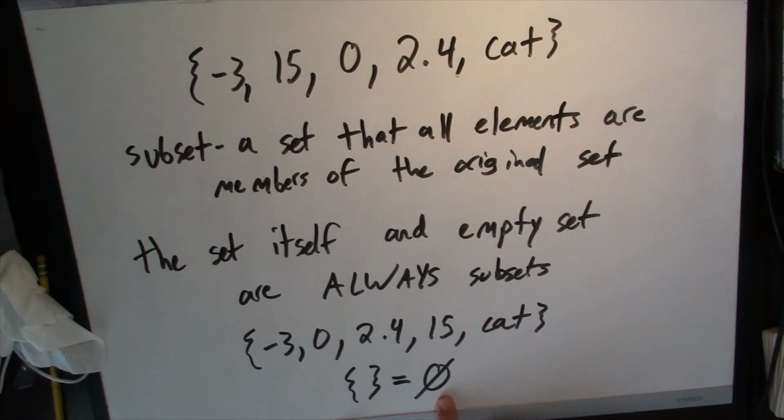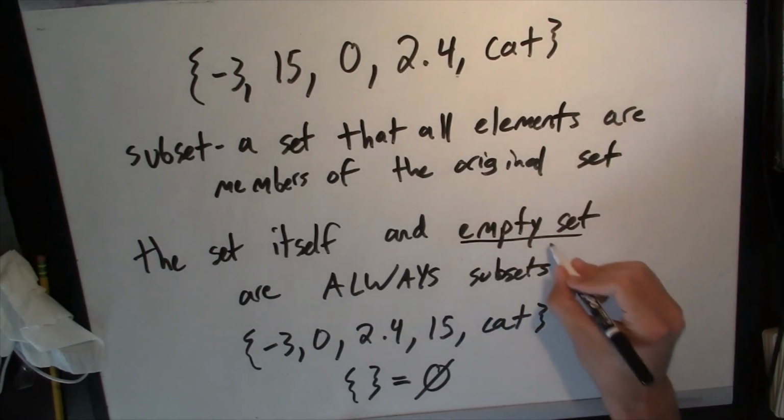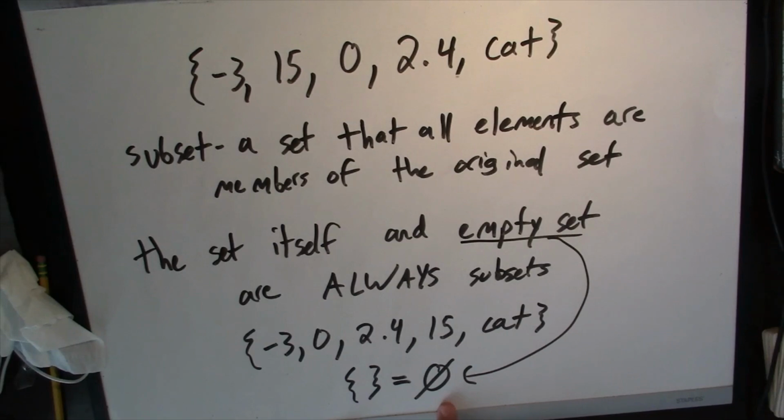So this symbol right here means empty set. Okay, so empty set is this symbol here. It also can be written as just two curly brackets with nothing inside. This is always a subset. So it's possible that an event could be the empty set.